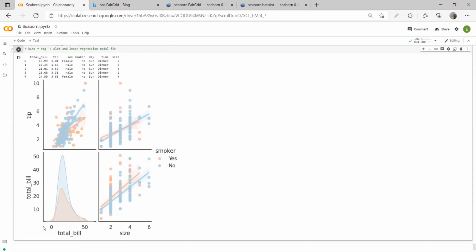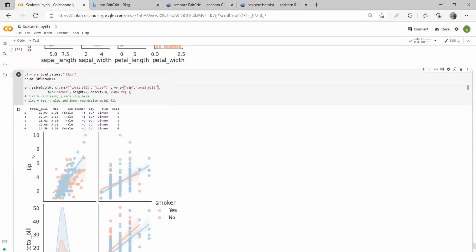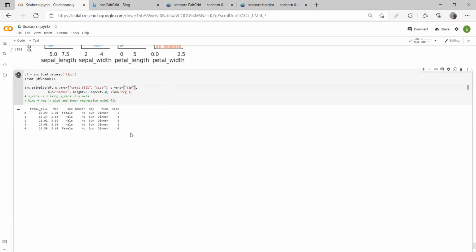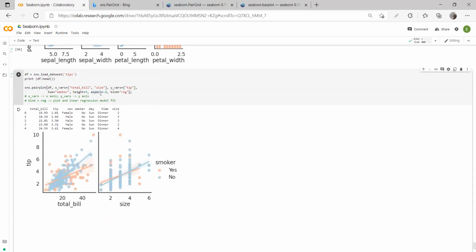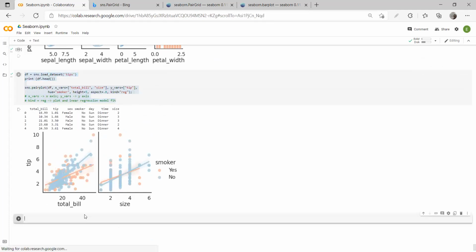This is also giving the same thing, right? Something like this. You can just specify on the x-axis what are the different things that you want, and on the y-axis what are the different things you want, right?